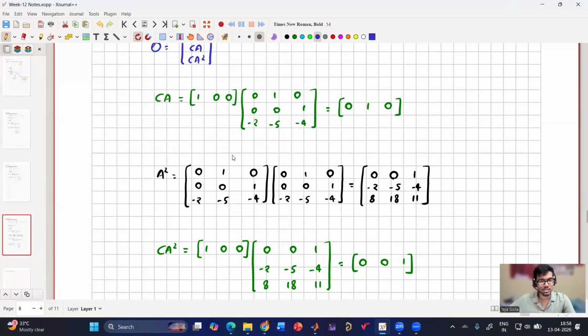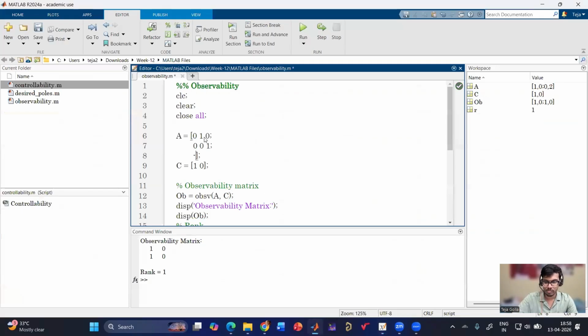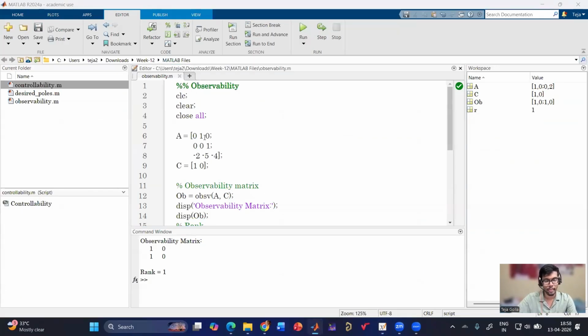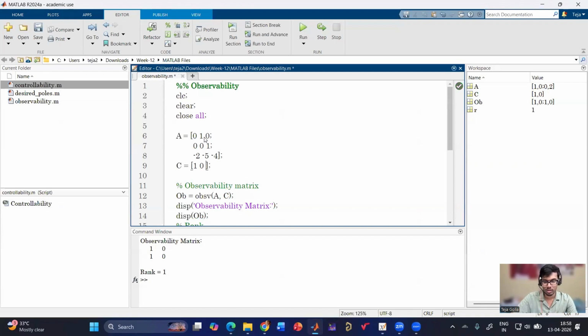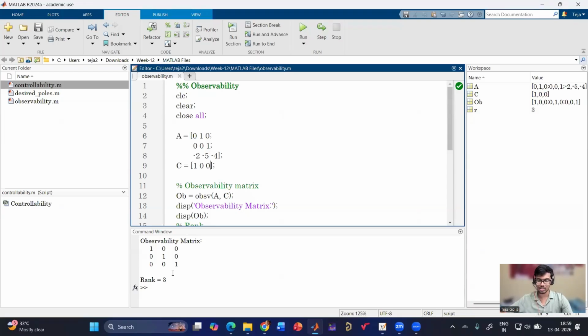The A matrix is [0 1 0; 0 0 1; -2 -5 -4]. Then the C matrix is 1, 0, 0. Let us run it and see whether the observability matrix that we have calculated is the same or any different. So we have 1, 0, 0, 0, 1, 0, 0, 0, 1. So the math is correct. The observability matrix rank is 3, which is also what we calculated, and it is fully observable.